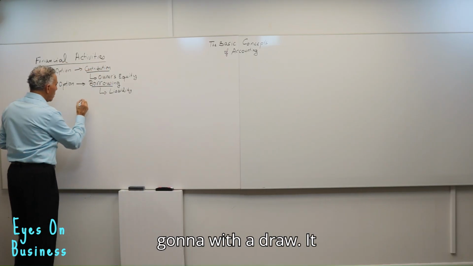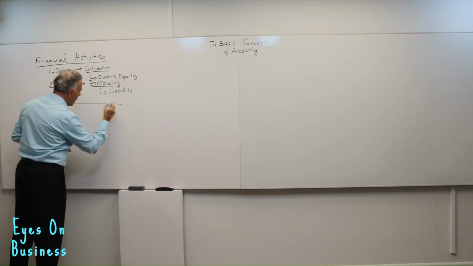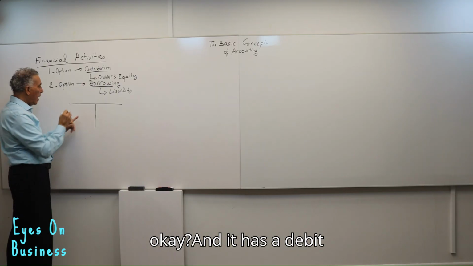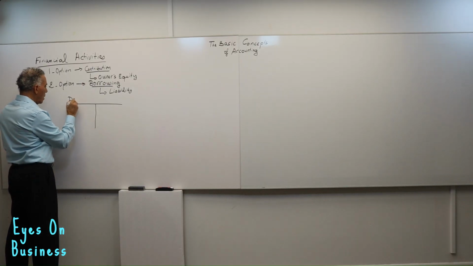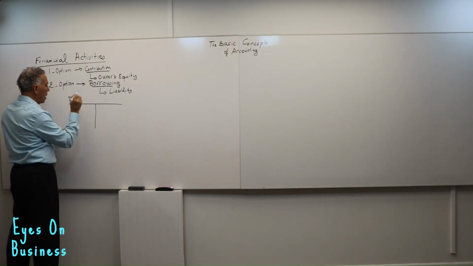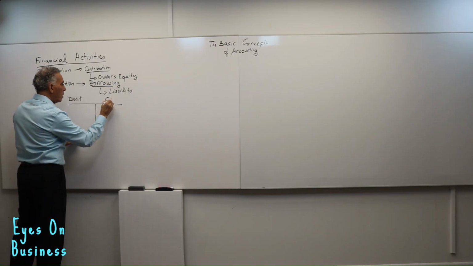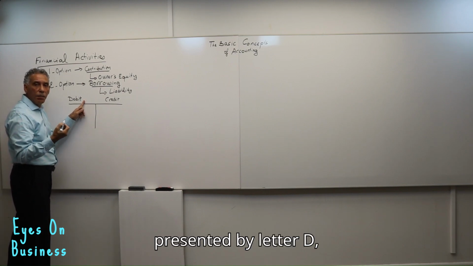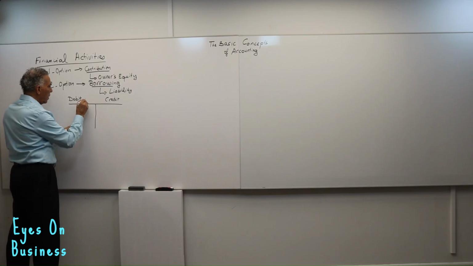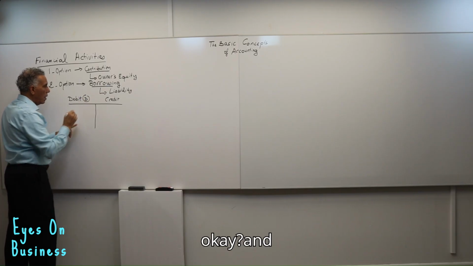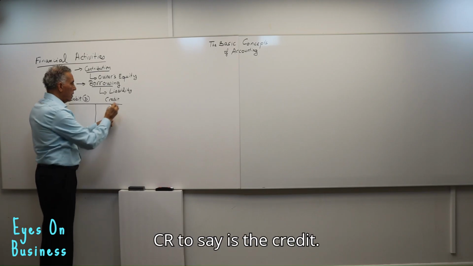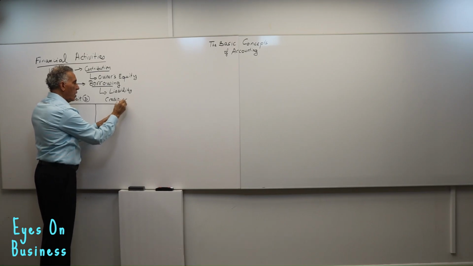Okay, I'm going to draw it. It looks like a T. Okay, and it has a debit and a credit. Debit is usually presented by the letter D, okay, and credit is usually presented with CR, to say it is a credit.